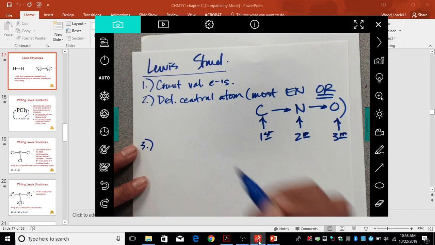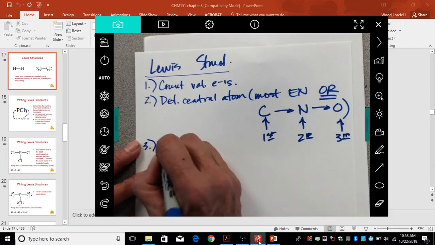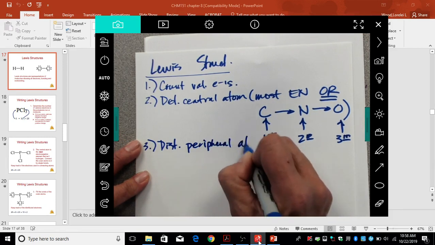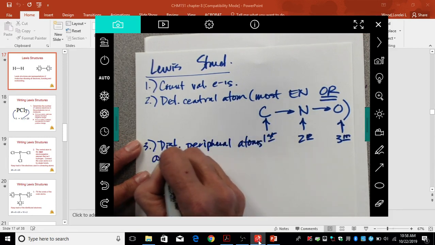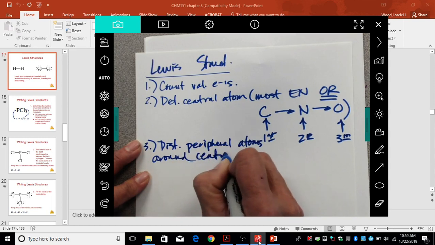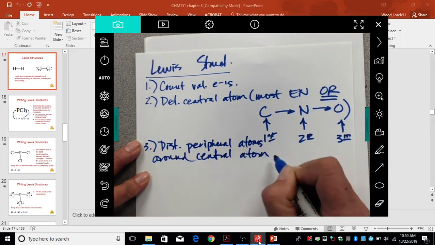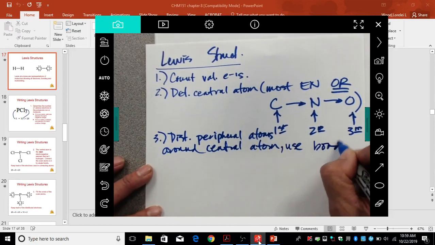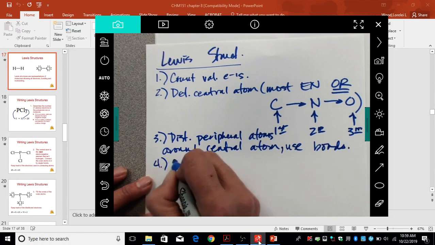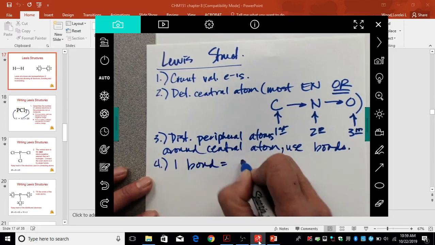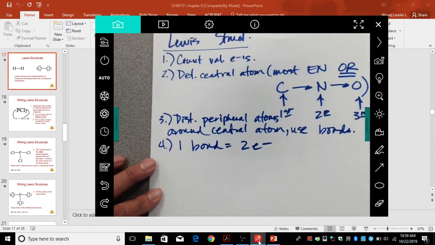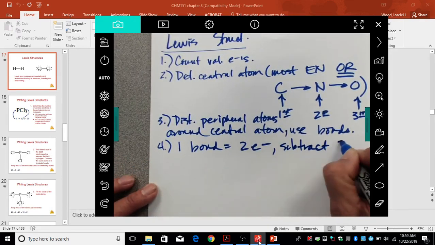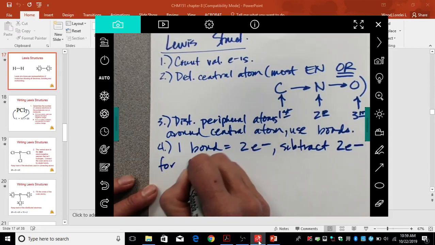Third step, distribute peripheral atoms around the central atom. Use bonds. One bond equals 2 electrons. So you're going to subtract 2 electrons for every bond.